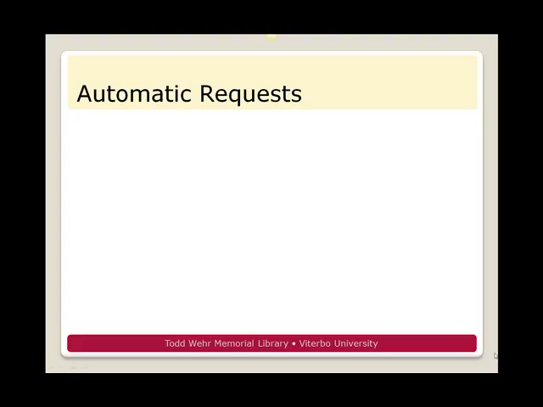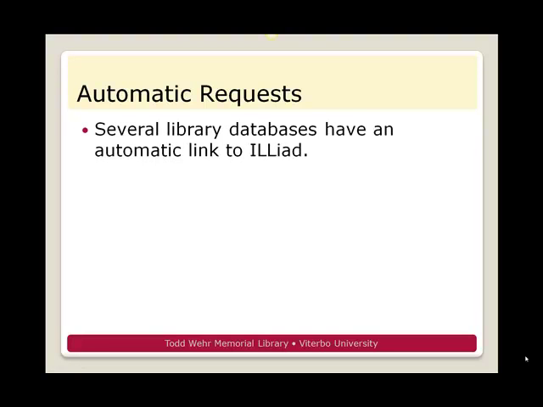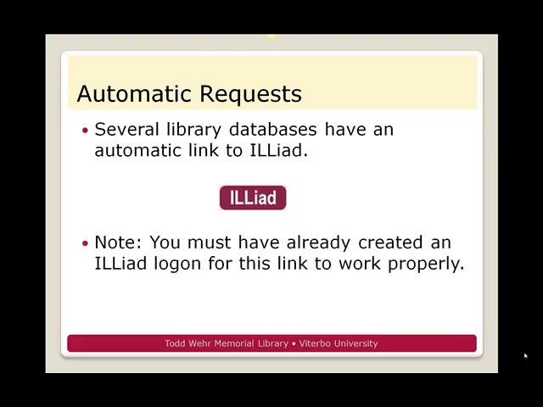Automatic requests in ILLiad are when the database puts the information into ILLiad for you once you log in. Some of our library databases have an automatic link to ILLiad for your convenience. Please look for this icon in those databases or text that says Request through Interlibrary Loan or Request through ILLiad. You must have already created an ILLiad logon for this link to work properly.